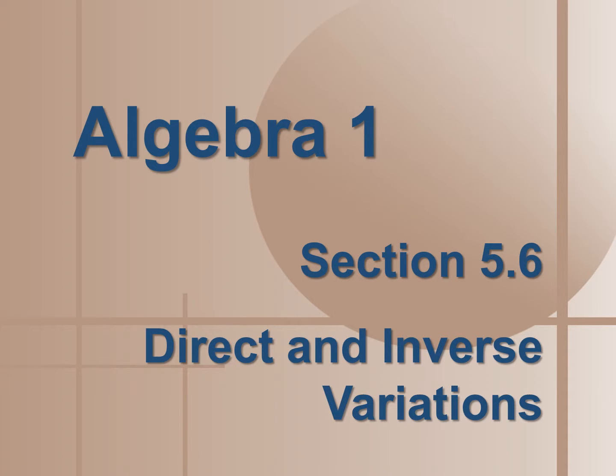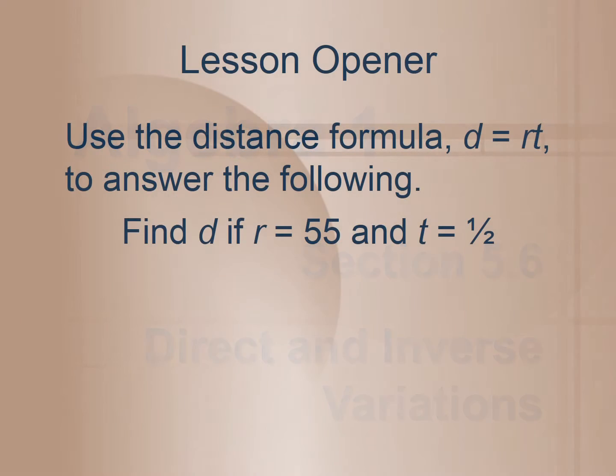Today we're going to look at direct and inverse variations, which is in section 5.6 of your BJU Press Algebra 1 textbook. So let's begin with looking at the distance formula, which is d equals rt. Remember, d equals the distance, r is the rate, and t is the time. So the formula is basically saying that the distance traveled is equal to the rate that you're traveling at times the time that you spent traveling.